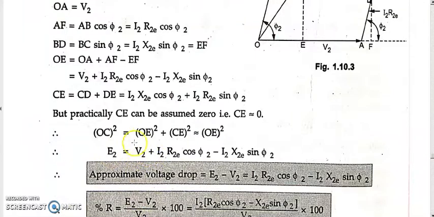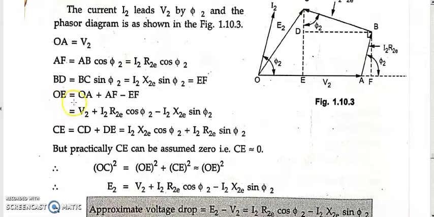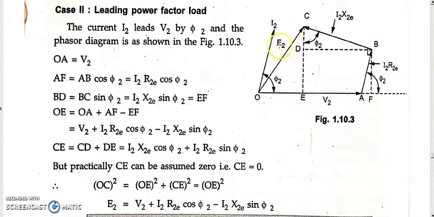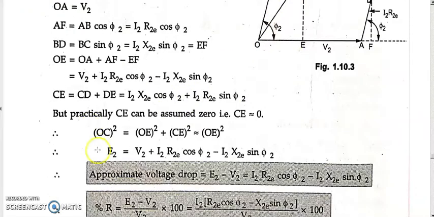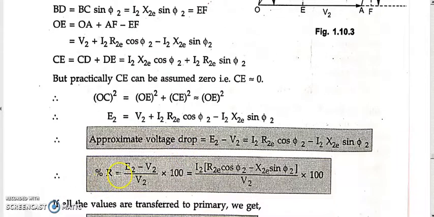And anyhow, we know that E2 is already written over here. Yes or not? What is that? You can see OE is equal to OA plus AF minus EF. This is what E2 means. Yes or not? Because E2 is equal to OE, equal to OC. So E2 is equal to directly this formula, right? So it is equal to V2 plus I2 R2E cos phi 2 minus I2 X2E sin phi 2. So we have a regulation formula here.